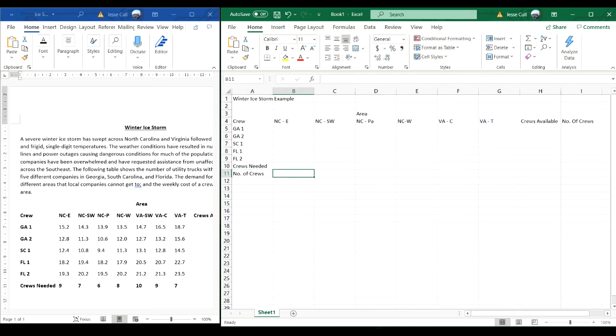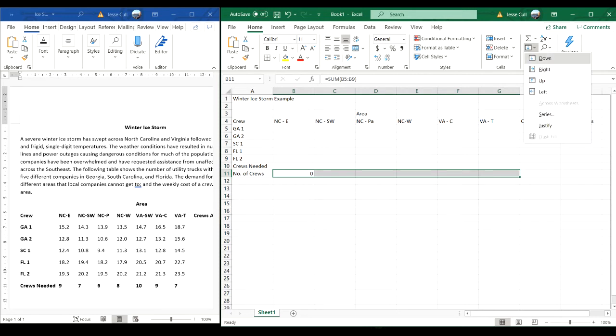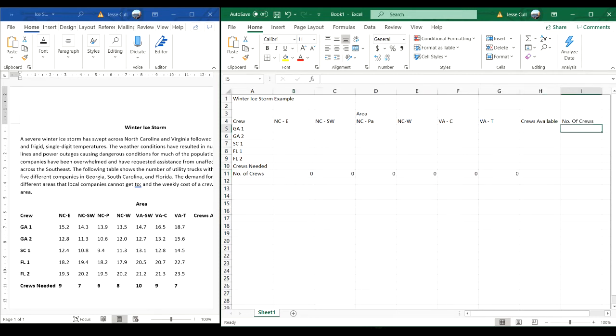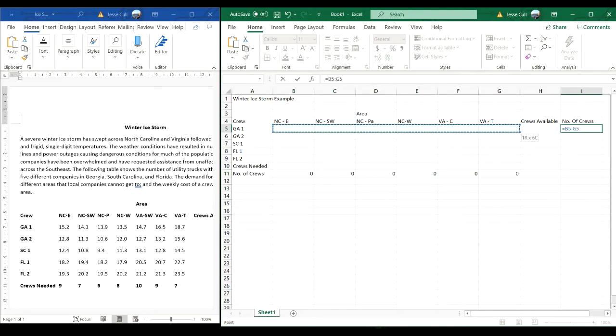So we have equals sum, and that will be a total of these 5. We can fill right to make it easier. And again, the same thing here. Number of crews is equal to the sum of these 6. Oh no, I missed one.